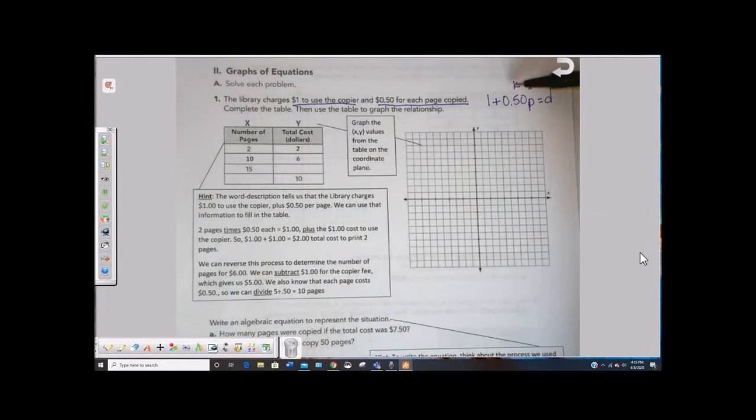So the constant is 50 cents, x is your papers copied, and y is your dollars. If that confuses you, maybe put a line. Now I can answer the table. Basically what you're doing is inputting what you have into the table. This is like back to substitution.